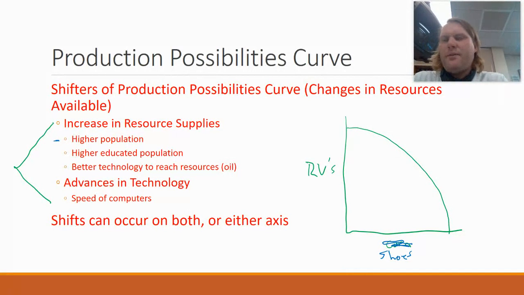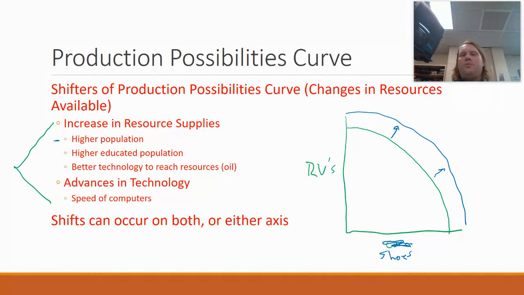Okay, because corn's kind of a fixed resource, which is land. We need more land. But if we have more people, we're going to assume that we can produce more stuff. And we're going to take a guess. That's what our new production possibilities curve would look like with a higher population.